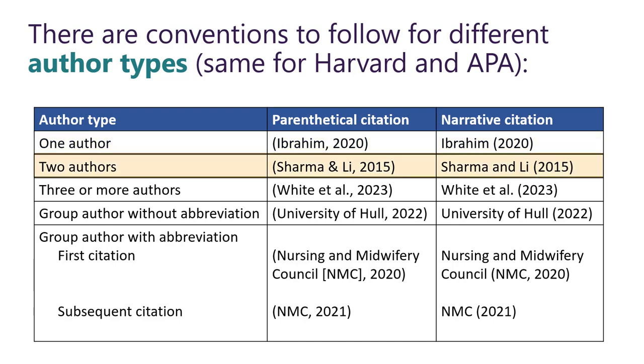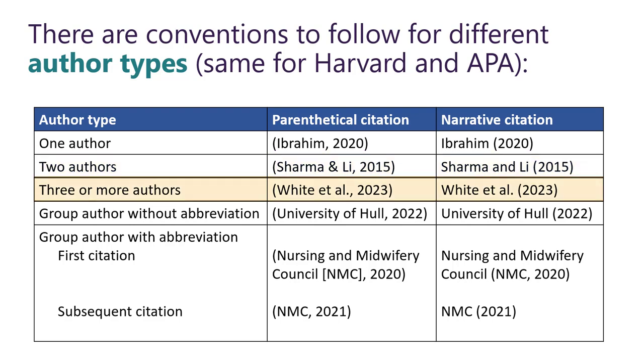If there are two joint authors, the only difference is that for a parenthetical citation, we combine them with the ampersand symbol, and for narrative citations with the full word and, due to it being part of the sentence.